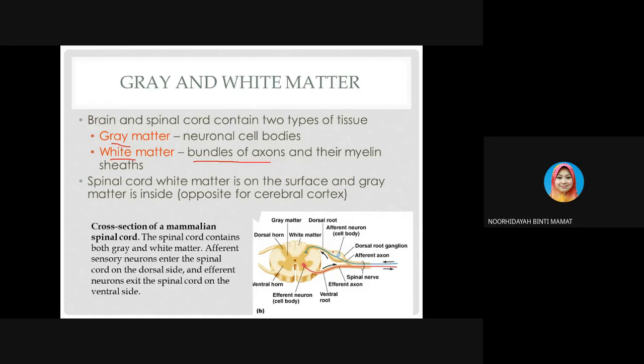So the afferents, the blue line is the afferent's axon. Afferent sensory neurons enter the spinal cord and conduct the signal into the integrating center. The efferent neurons exit the spinal cord, the red color on the ventral side, and send out the signal from the integrating center.